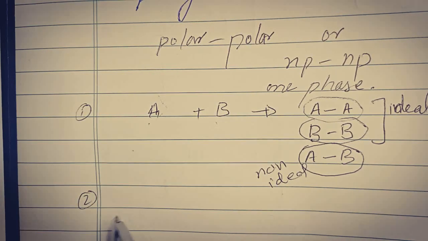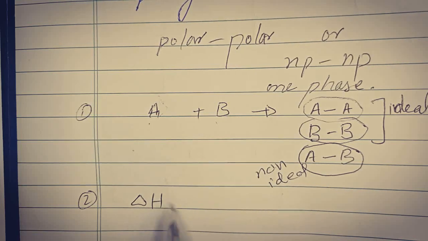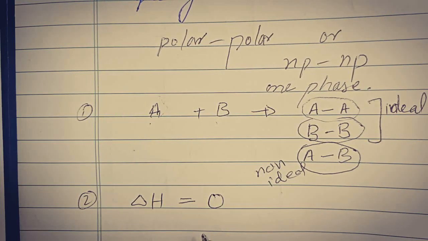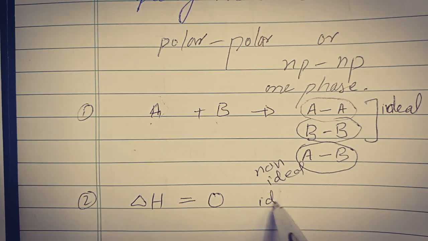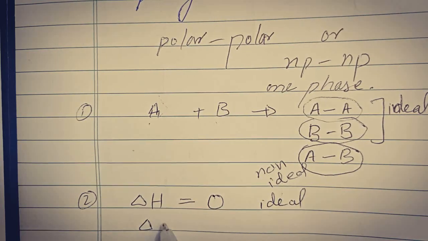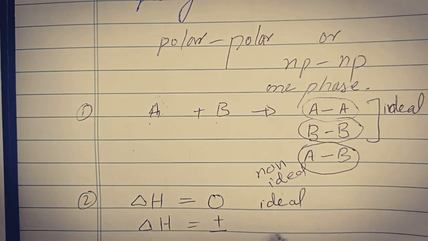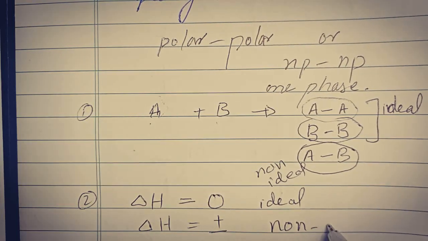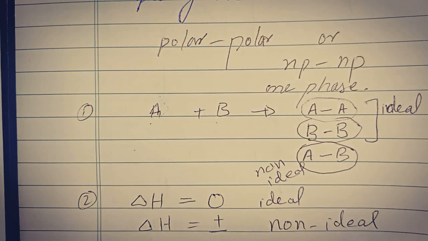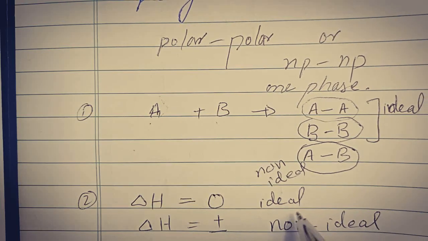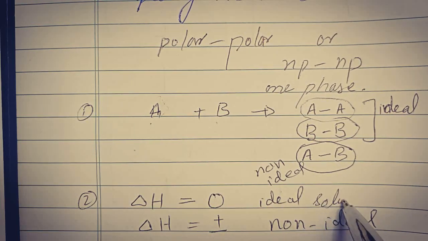Number 2 is that the heat of solution must be 0. Then the solution is ideal. And if the heat of solution is non-zero, then the solution is non-ideal. It means when two components are mixed together, there isn't any evolution of heat in the case of ideal solutions.